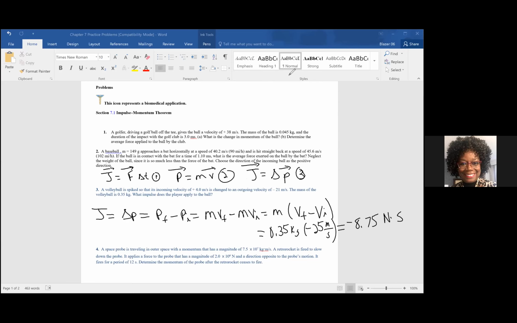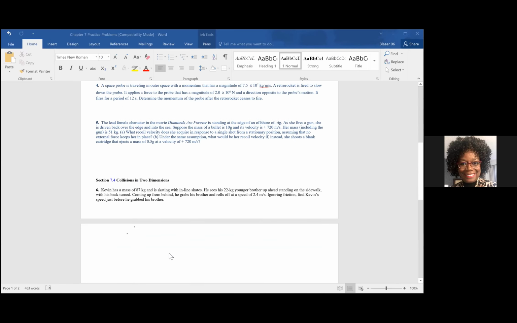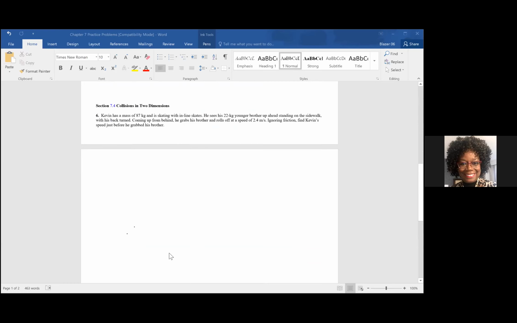Okay, let me go to another problem in this section. We're going to end on this problem. I want to show you this problem because it's in your homework. I don't want you to not have had a chance to work on it. Okay, so the problem I'm going to do is number 6, collisions in 2 dimensions. But we're only going to do an easy one in 1 dimension.